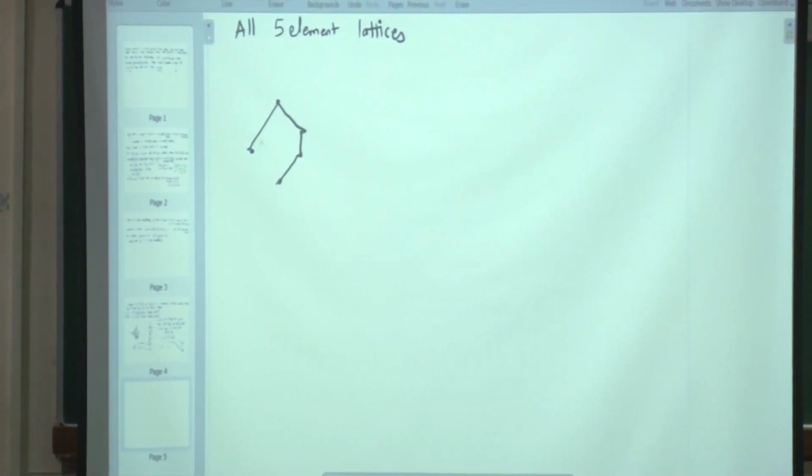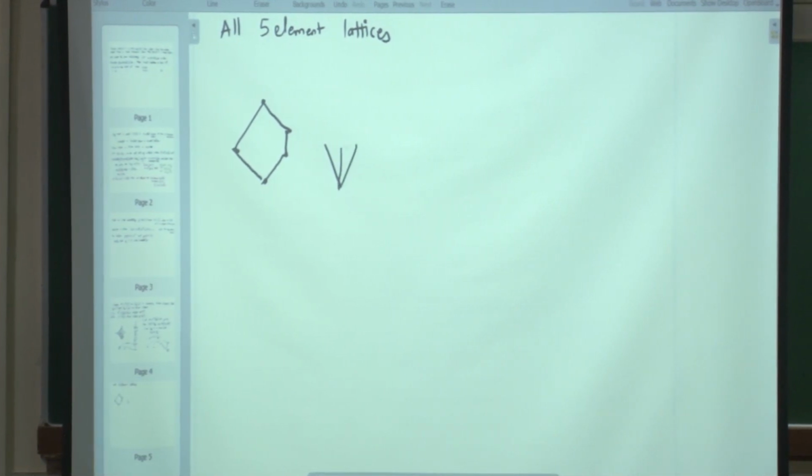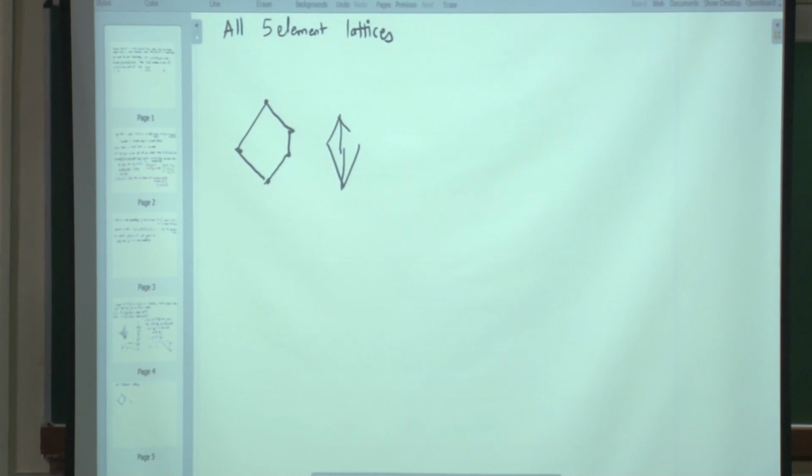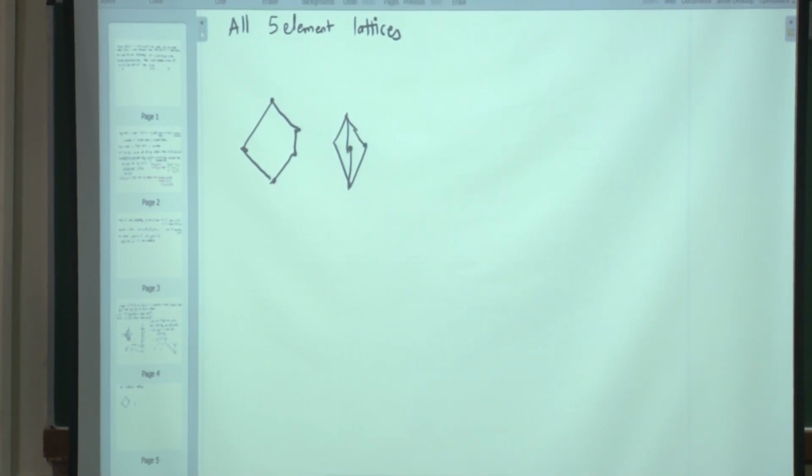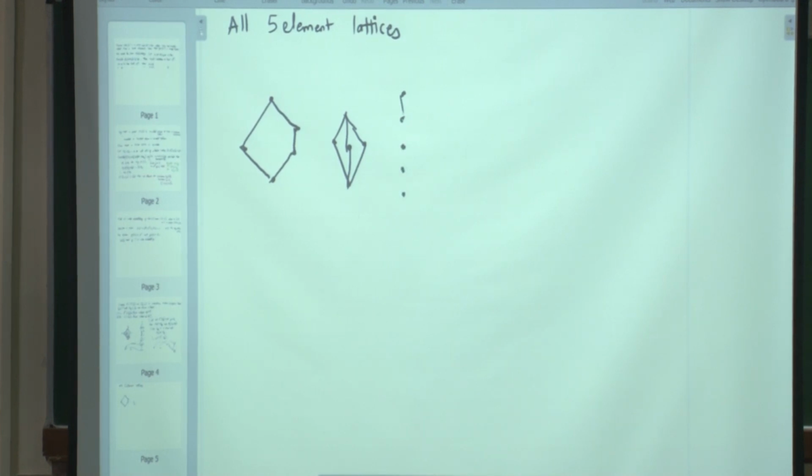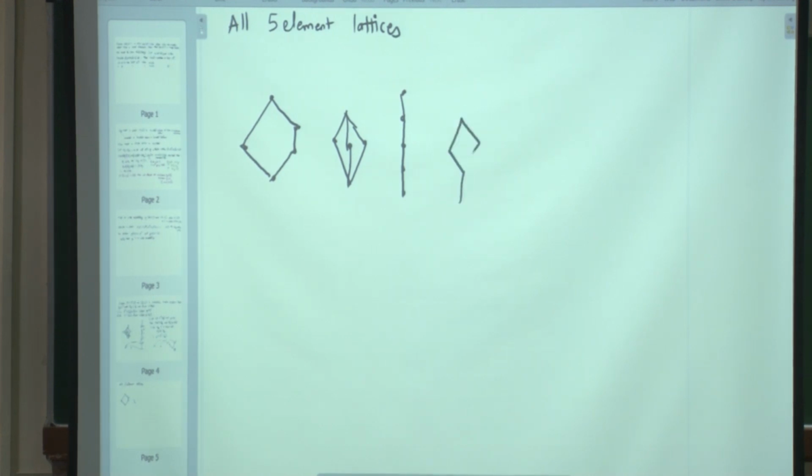Okay, so this is N5, that's a 5 element lattice. This is M3, that's also a 5 element lattice. Then this is just a chain 0, 1, 2, 3, 4, that's a 5 element lattice. Very good. Kite. Then inverted kite, that is also a 5 element lattice. And what else?